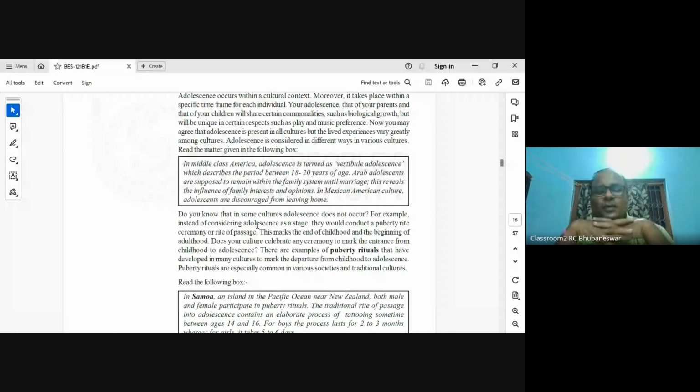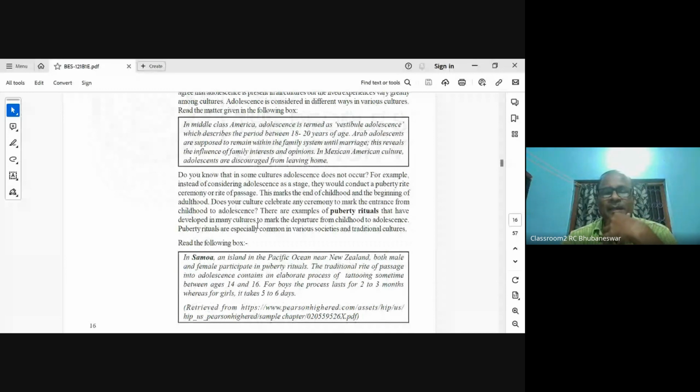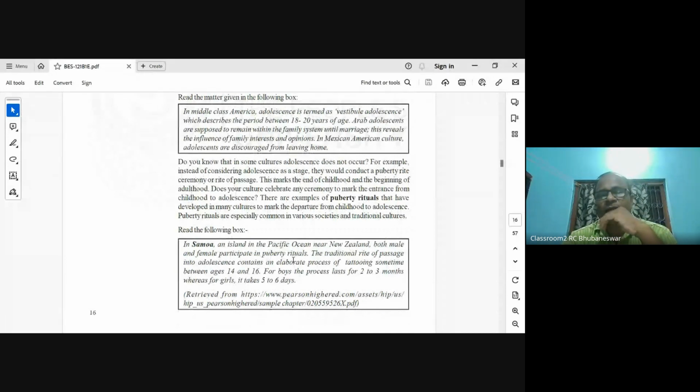Arab adolescents are supposed to remain within the family system until marriage. This reveals the influence of family interest and opinions. In Mexican American culture, adolescents are discouraged from leaving home. In Solomon, an island in the Pacific Ocean near New Zealand, both male and female participate in poetry rituals. The traditional rite of passage into adolescence contains an elaborate process of tattooing sometime between age 14 to 16. For boys, the process lasts for 2 to 3 months, whereas for girls, it takes 5 to 6 days.